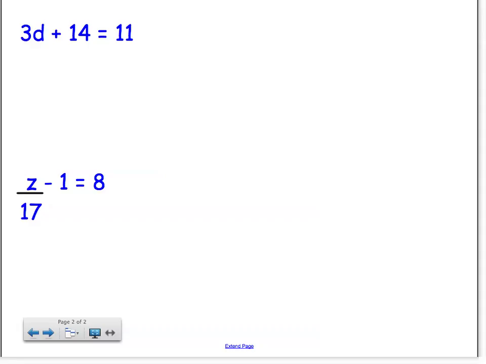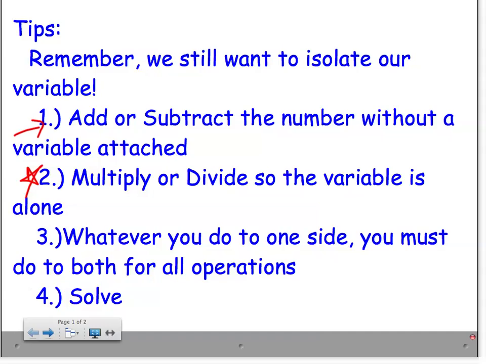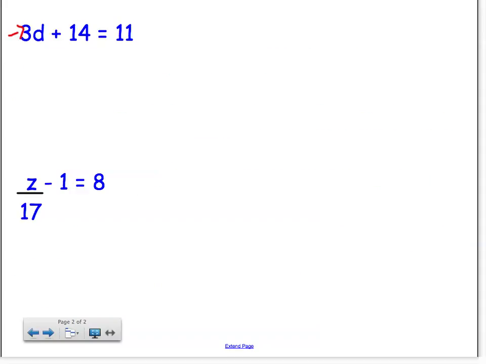Alright, so our first one is 3d plus 14 equals 11. My first step, I just told you, was to add or subtract the number without the variable attached. So I see that this 14 right here doesn't have a variable attached. I need to do the opposite operation of a plus 14, so I'm going to minus 14. Now remember, this equal sign is like it's dividing the equation. Whatever you do to the left side, you also need to do to the right side. So I'm going to subtract 14 here.